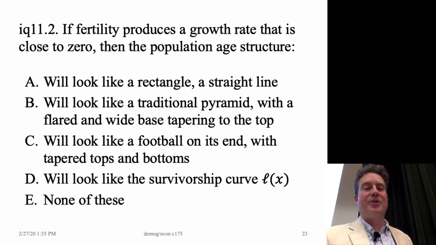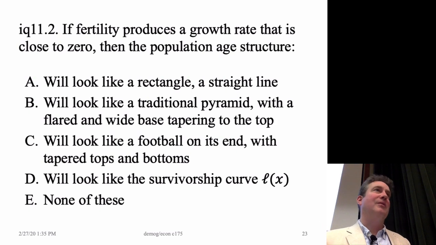Yeah, I think that's exactly right. So her question is, would C, the football shape, be more correct if fertility rates are so low that you get a negative population growth rate, right? Yes. So the way to make that intuitive is that if you got really low fertility, you're going to have negative population growth.